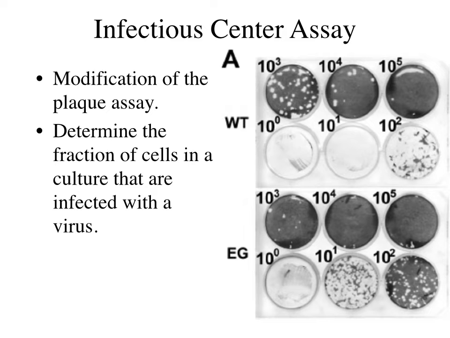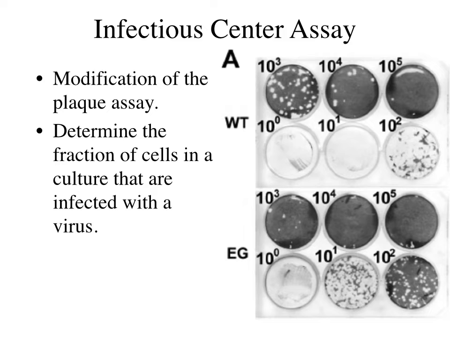Infectious center assays are a modification of the plaque assay. In this case, you can determine the number of cells in a culture that are infected with virus. So compare this to a plaque assay. A plaque assay uses a virus suspension. The ICA uses infected cells. You plate dilutions of infected cells on a monolayer of susceptible cells, and then the number of plaques is an indicator of how many cells are in the original sample that were infected.